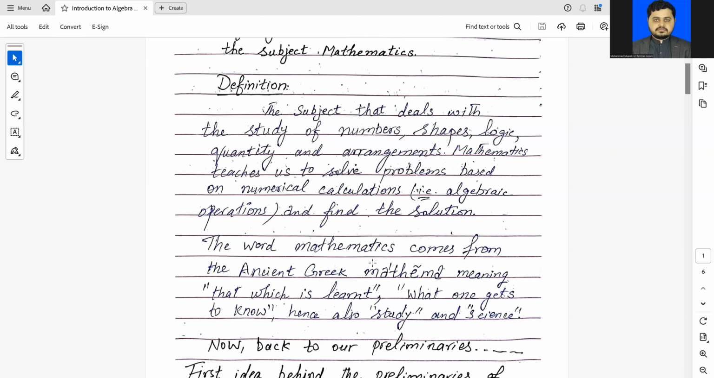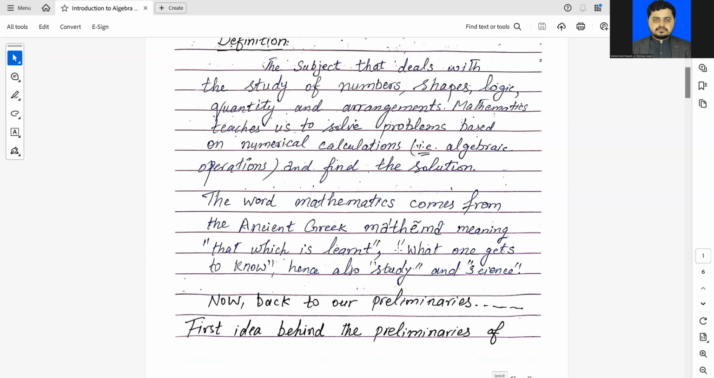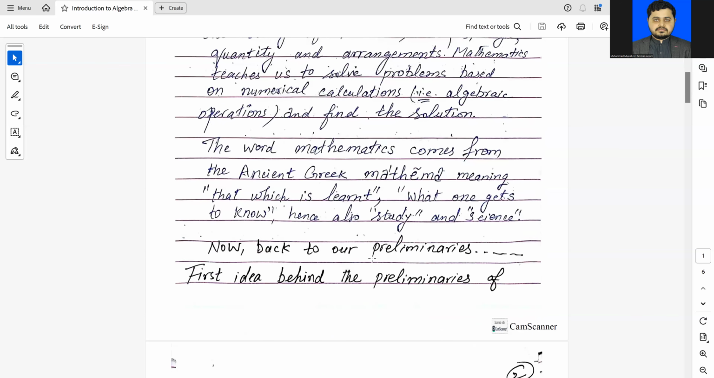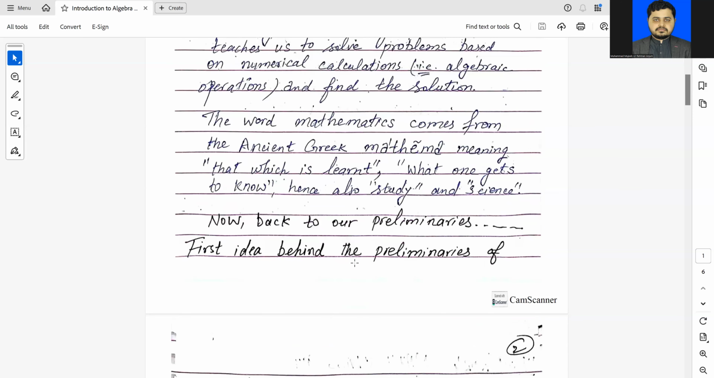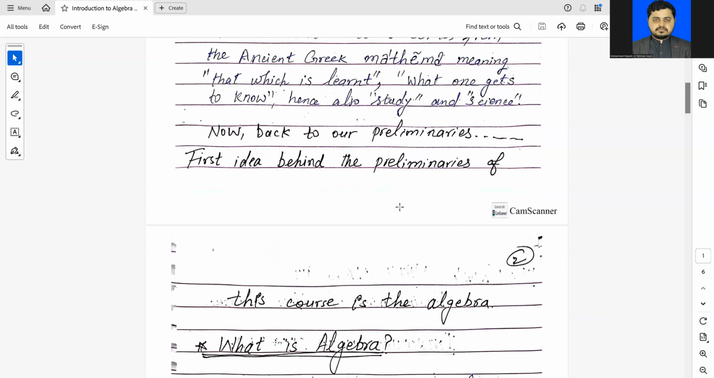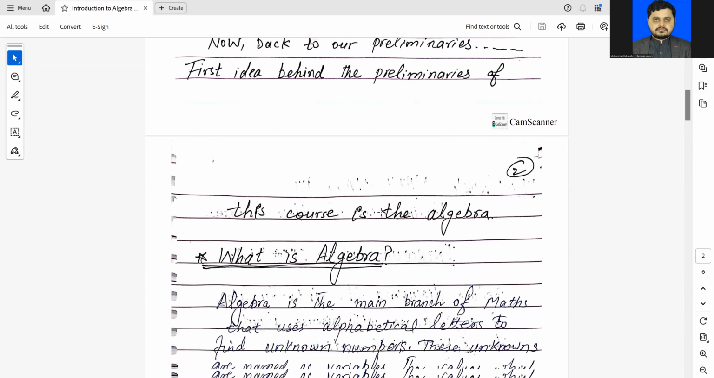The word mathematics comes from the ancient Greek word mathema, meaning that which is learned, what one gets to know, and hence also refers to study and science. Now we get back to our preliminaries. The first idea behind the preliminaries of this course is algebra.